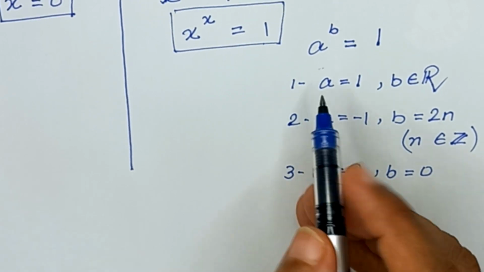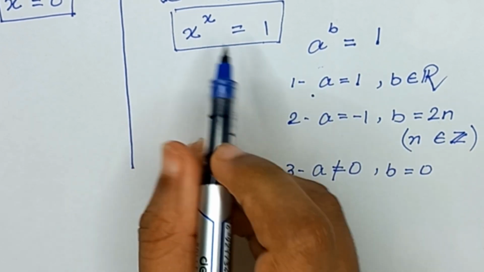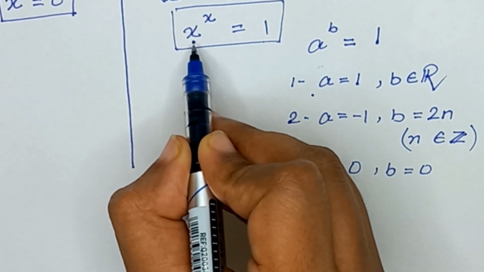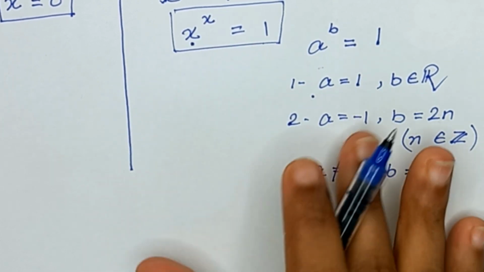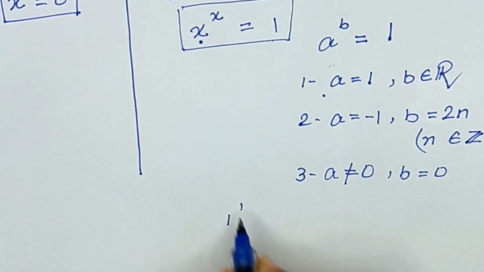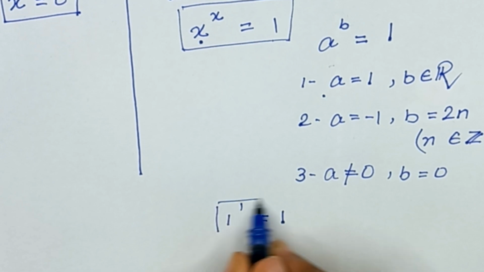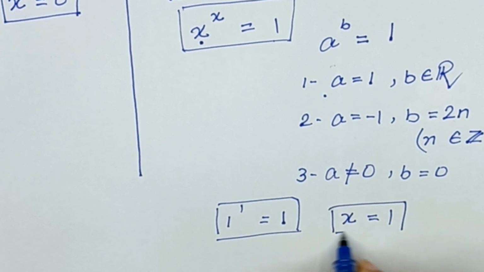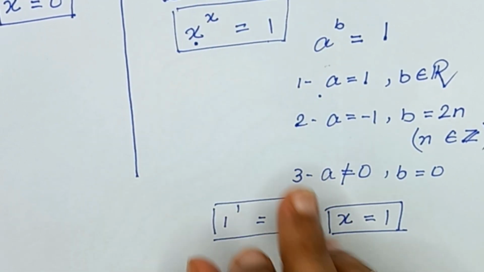So first case is a is equal to 1. So it means x will be equal to 1. Here we have x as base and at the same time we have the exponent also x. So if we substitute x as 1, it will become 1 raised to the power 1. So 1 raised to the power 1 will be equal to 1. It means it satisfies this equation. So from here the value of x will be equal to 1. When we substitute x is equal to 1 for the first case, it satisfies this equation.